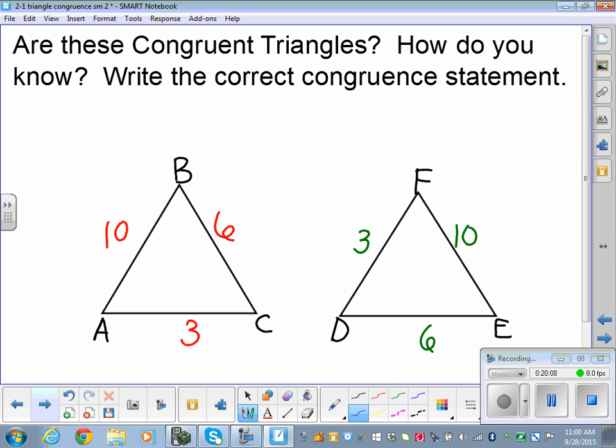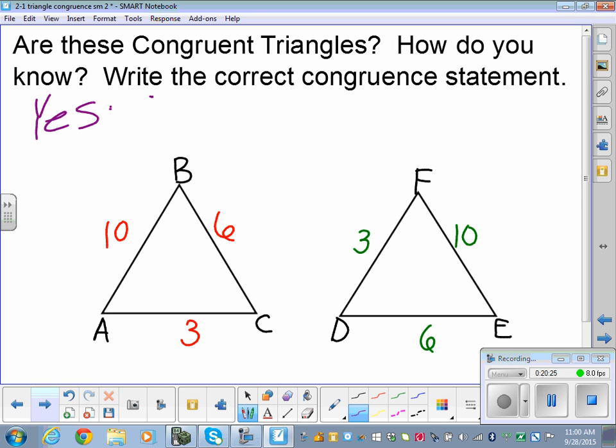All right, tell me. This one's trickier. Please watch this one. Do not start working on the worksheet. Those of you that are, you need to stop, okay? Watch. Are these triangles congruent? How do you know? Write a correct congruent statement. So looking at these two triangles, are they congruent? Yes or no? You say yes. Okay, why?